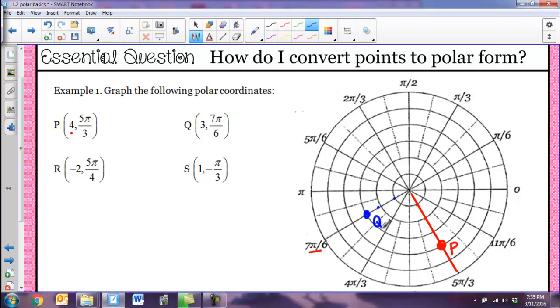Okay, now, things get a little bit more tricky when we get things like a negative radius. With a negative radius, all that's going to mean is that we're going to go backwards. So I'm going to make a note of this.